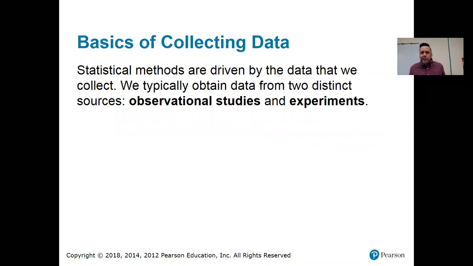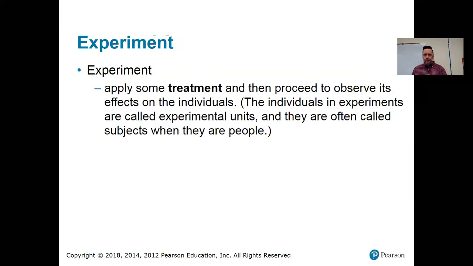Okay, statistical methods are driven by the data that we collect. We typically obtain data from two distinct sources, observational studies and also experiments. Essentially an observational study is where you don't get involved, you just watch. An experiment is where you do get involved. You give people pills, for example, all right? I think that's basically what the next slide is going to say.